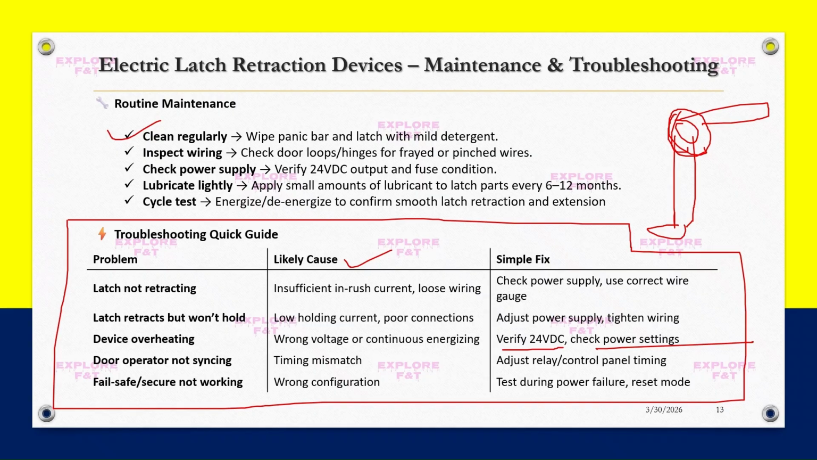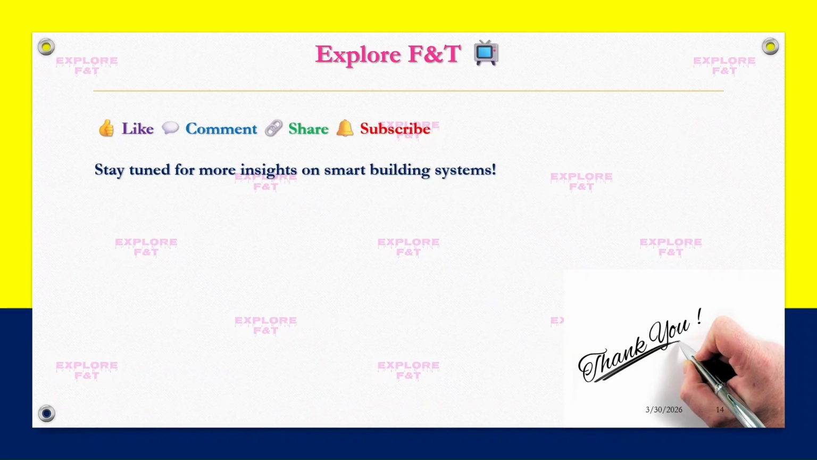If the door operator is not synchronizing, the impact is time mismatching, so you need to adjust the relay and control panel timing. If fail-safe and fail-secure are not working properly, the configuration might be wrong, so you need to test during power failure and reset the mode.